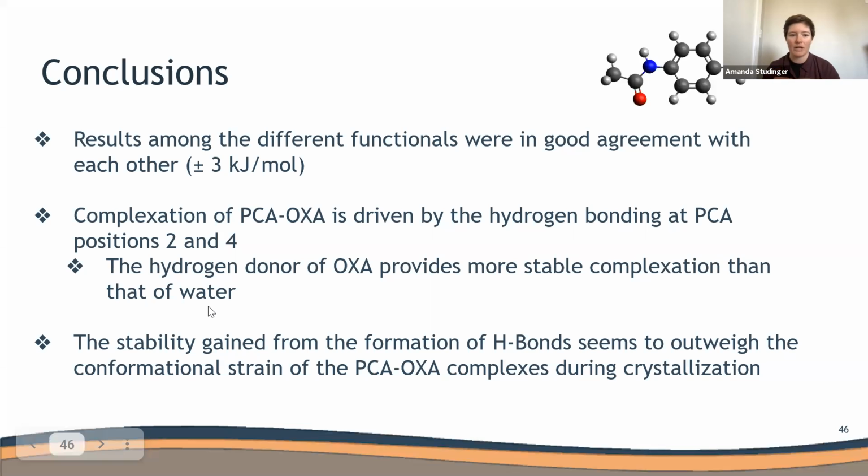So when I look at my results and ask what my threshold is for, like, my detection limit, it's 4 kilojoules per mole. That's where I can say I'm accurate within that amount of energy. And looking at my functionals and seeing that they all gave similar answers within 3 kilojoules per mole, I would say that for all intents and purposes, they're the same.